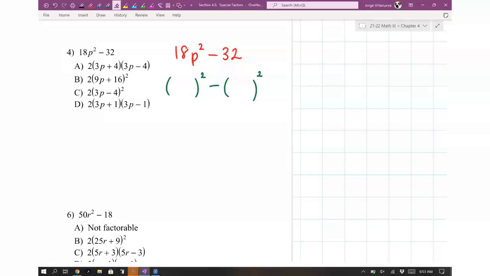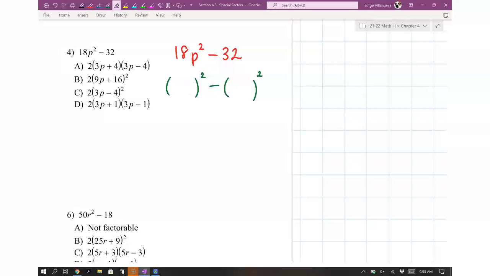What squared is 32? But 6 squared is what? 36, not 32. Is there a number that you can square that becomes a 32? No, there isn't, right? So wait a minute. Well, maybe the 18 side, 18p squared. What squared becomes 18p squared? Is there a value I can use for that? No, right? There's nothing that I can square that becomes 18. So did I do something wrong?